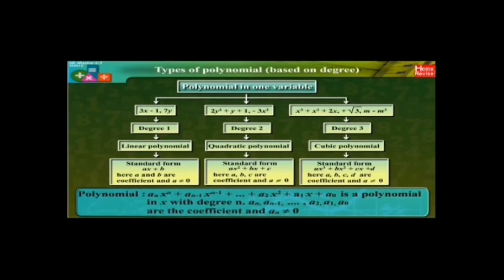A polynomial in the form an x raised to the power n plus an minus 1 x raised to the power n minus 1 up to a2 x square plus a1 x plus a0 is a polynomial in x with degree n. Here an minus 1 up to a2, a1, a0 are the coefficients and an is not equal to 0.